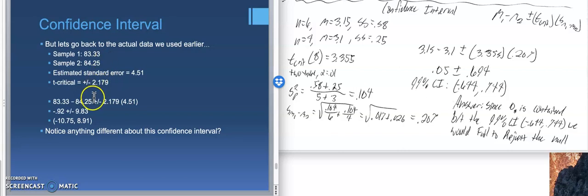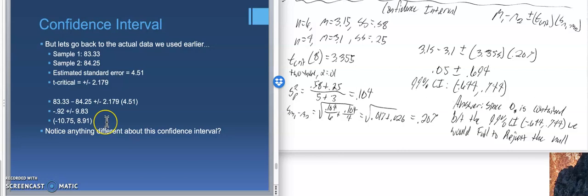Okay, same t critical, same estimated standard error. We multiply t critical times estimated standard error, get 9.83. Find this difference to be negative 0.92. We do the math, negative 10.75 to 8.91.